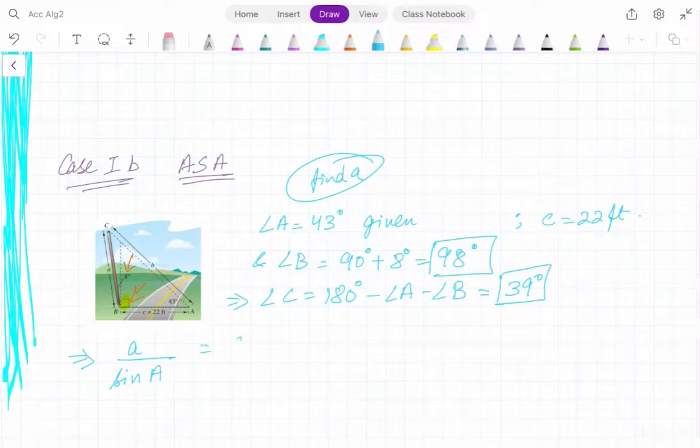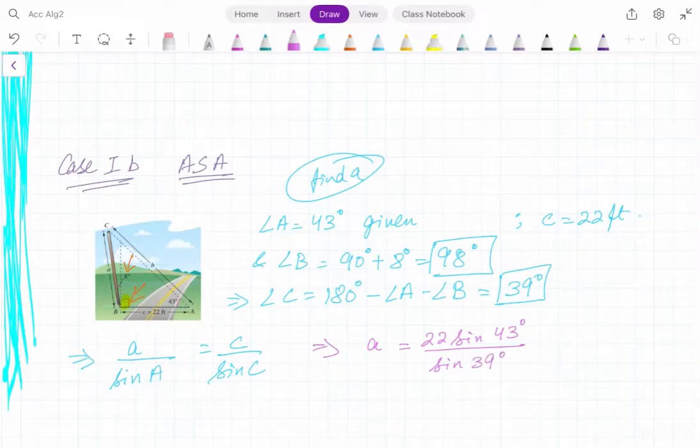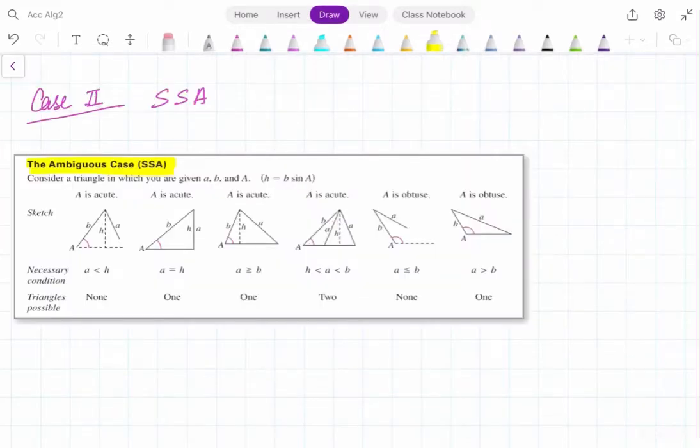So we are using the basic formula for law of sine. And all the information is there. Let's put all the information: 22 sine 43 degrees divided by sine of 39 degrees. In the calculator, you will get 23.84 feet. And that is the only information they were asking for. So for the first scenario, I have two cases.